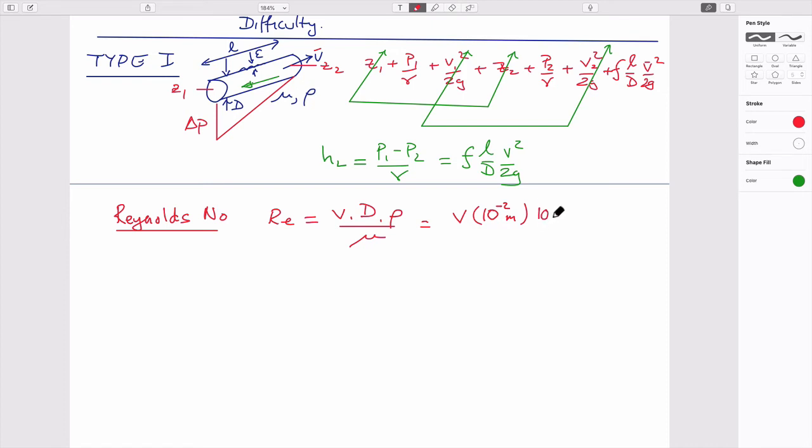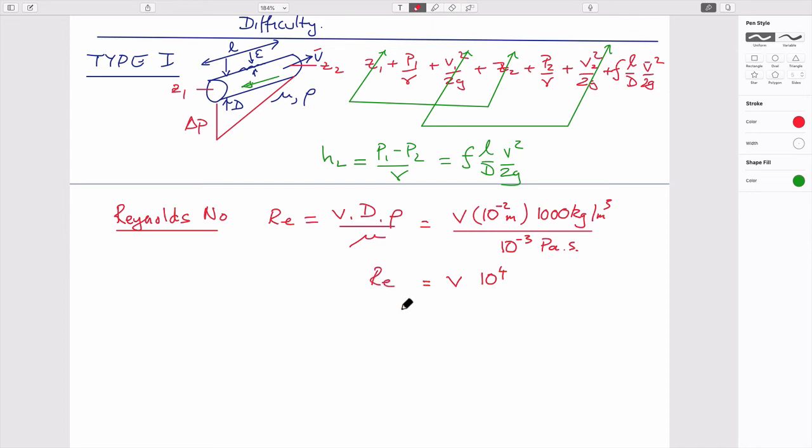Density of water, 10³ kilograms per cubic meter, and the viscosity of water is of the order of 10⁻³ Pascal seconds. A good number to know. And so the Reynolds number is going to be equal to the velocity multiplied by, this is 10⁻⁶, right? 10³ divided by 10⁻³ is 10⁶. Times 10⁻² is 10⁴. It's not dimensionless. This has to be in units of meters per second to give us the right number.